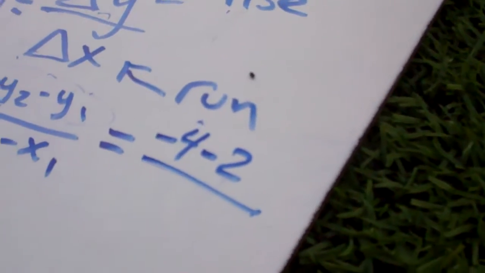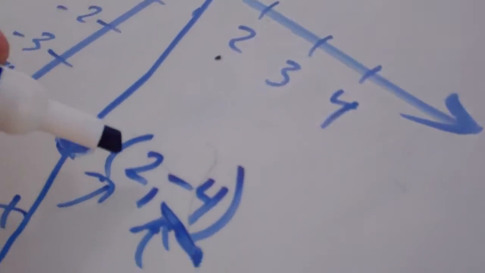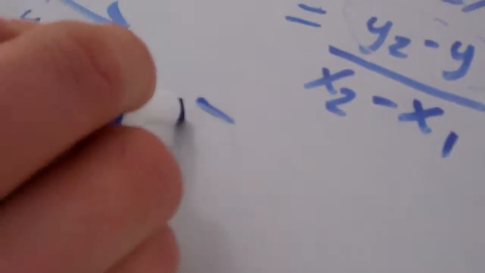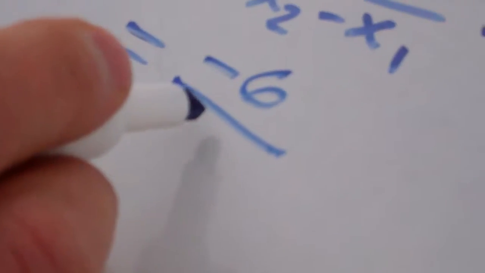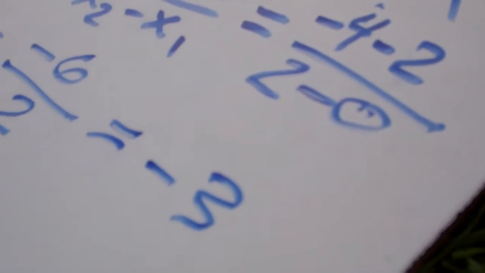That's my change in y, and I could divide it by, well, I used negative 4 first here, so I have to use my x value that corresponds to negative 4. That's going to be my 2. 2 minus 0. So if I go ahead and do that, negative 4 minus 2, well, that's a negative 6 divided by 2, subtract 0. Well, hey, that's just 2. Negative 6 divided by 2, you got it, negative 3.